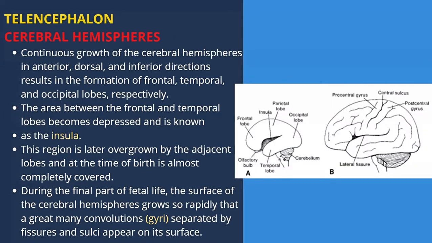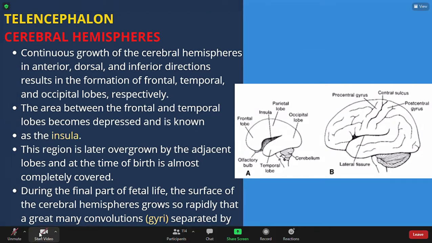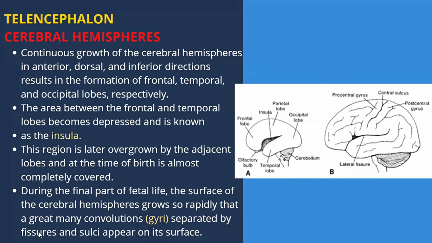So the telencephalon consists of the cerebral hemispheres. The continuous growth of the cerebral hemispheres in anterior, dorsal, and inferior directions results in the formation of the frontal, temporal, and occipital lobes respectively. So the area between the frontal and temporal lobes becomes depressed and is known as the insula. This region is later overgrown by the adjacent lobes, and at the time of birth is almost completely covered. During the final part of fetal life, the surface of the cerebral hemispheres grows so rapidly that many gyri separated by fissures and sulci appear on its surface. Next slide.